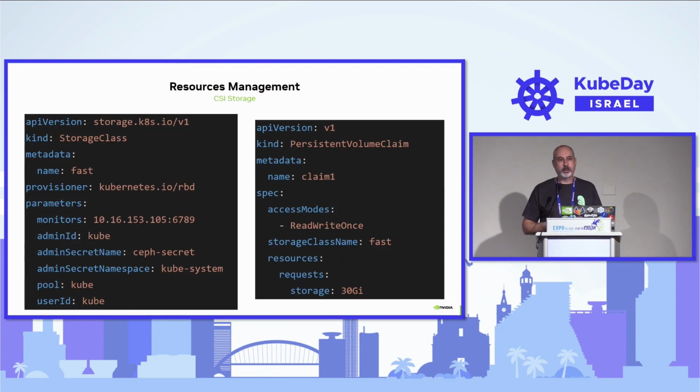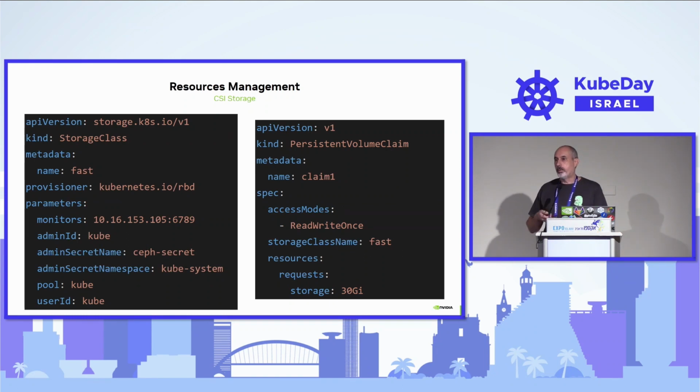CSI is the Container Storage Interface, and it gave the storage vendors full freedom to implement and release at their own cadence, and they can fix bugs and add features.